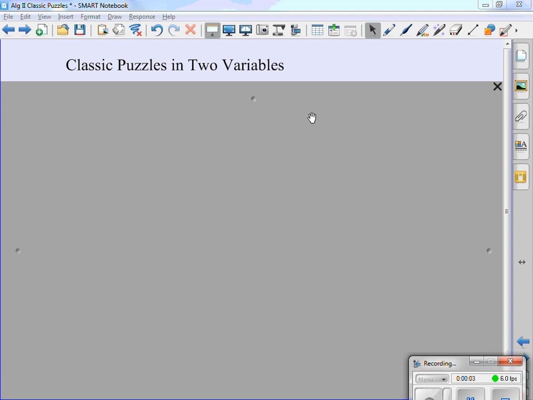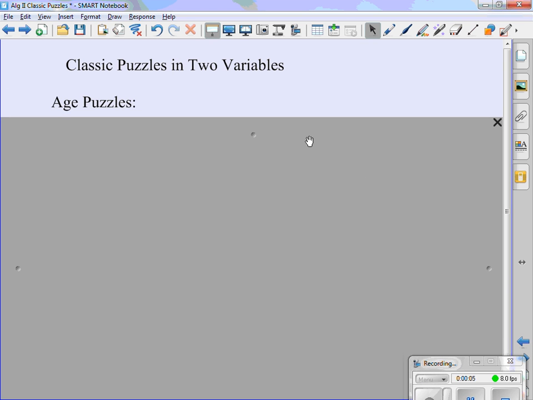Classic puzzles in two variables. The first type of puzzle we're going to talk about are age puzzles. All the puzzles are going to be different. This is just an example of one.